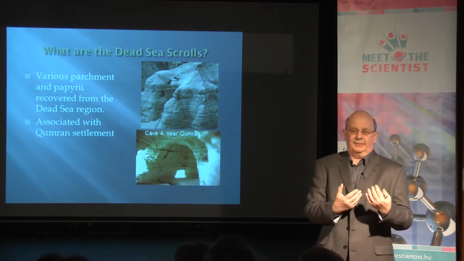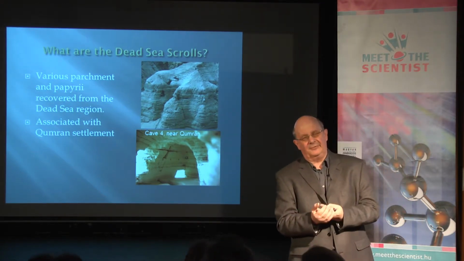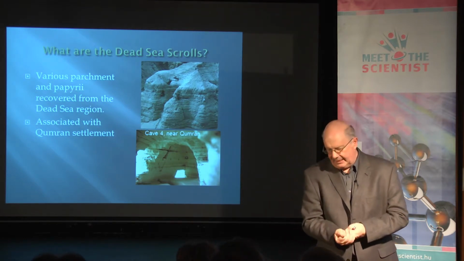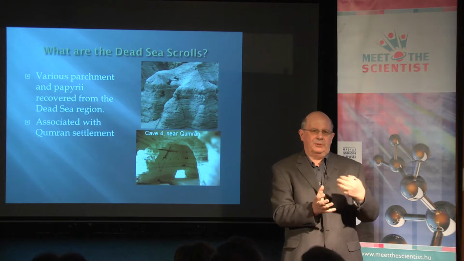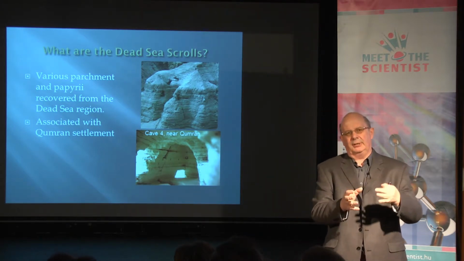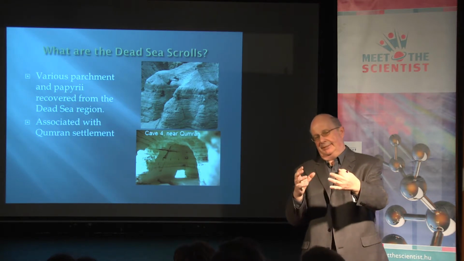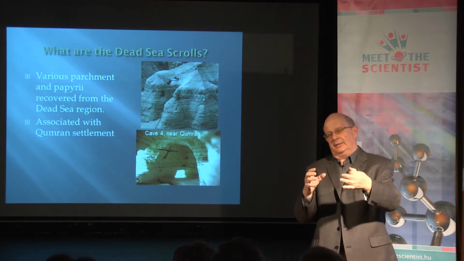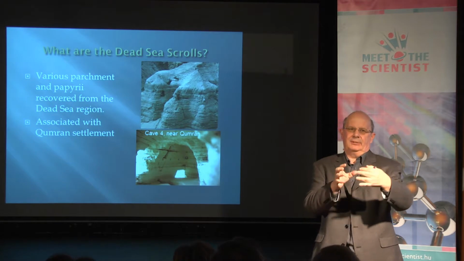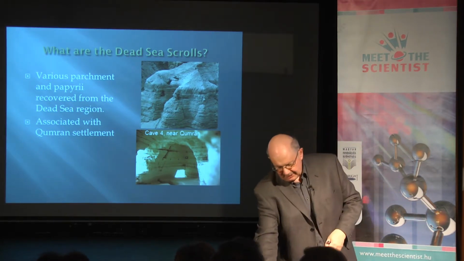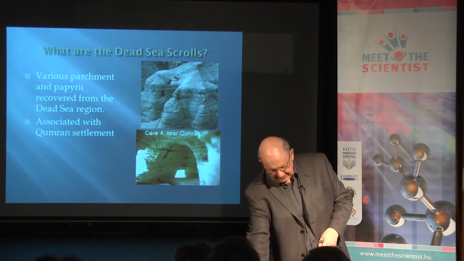So these objects, most of them were discovered in the late 1940s. Some of them were discovered later, and most of them are associated with possible archaeological settlements in the Dead Sea region. That is, it's basically in the West Bank, so it's between Israel and Jordan. This part is under Israeli control at the moment, at least.